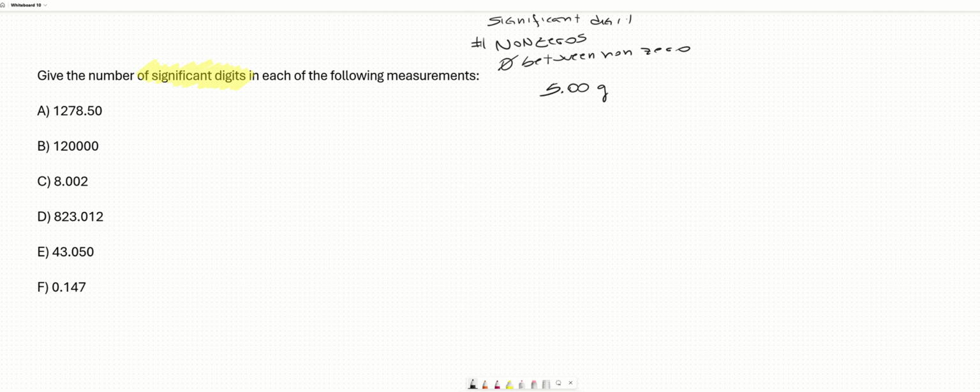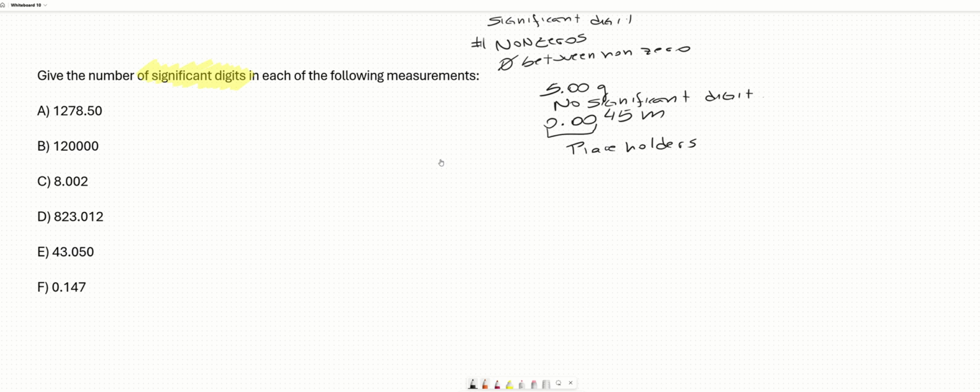And rule number 3 is that zeros to the left of the non-zeros are never significant. Like if you have 0.0045 meters, these zeros are placeholders for the decimals. They are not significant here, so there are no significant digits. That is the most important part.